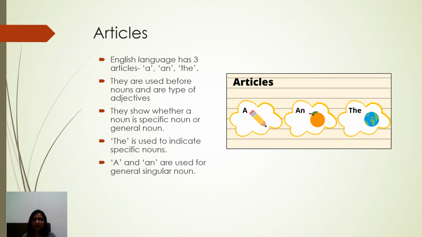A or an, these are used for general singular noun, like I said previously also. A bat, a ball, an orange, right? A is used before the consonant sound. An is used before the vowel sound. If you see, a bat, B, is a consonant and hence I used a. An orange, O is a vowel and hence I have used an orange. You get the difference, right?